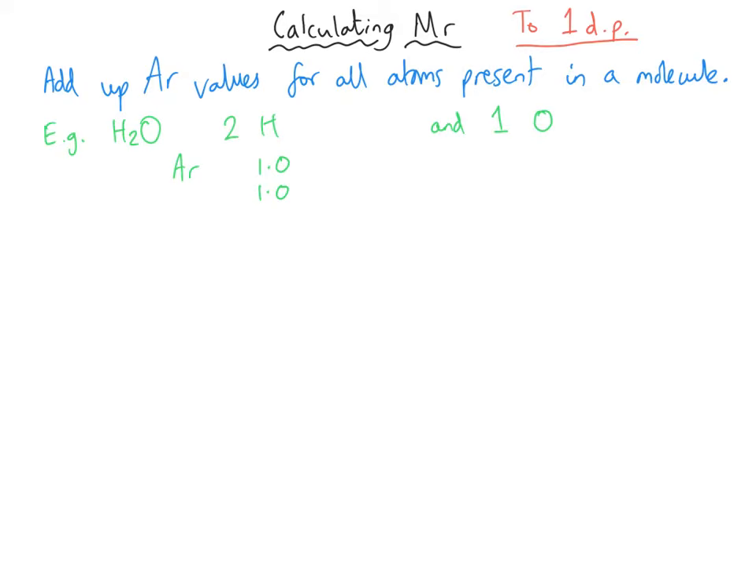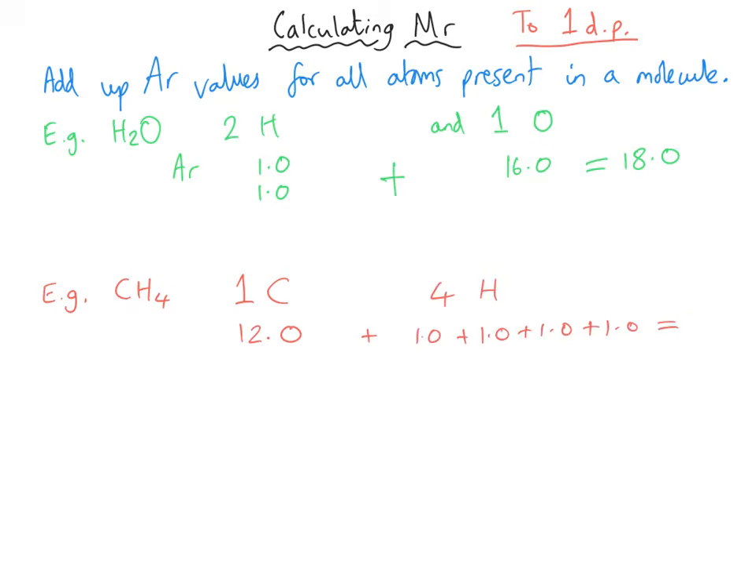And so hydrogen is 1.0, but there's 2 of them. And then oxygen is 16.0. So we add together that 1.0, 1.0 and 16.0 and get an answer of 18.0. And it's vital that you include that 0 at the end. One last example, methane, CH4, has got 1 carbon, which is 12.0, and 4 hydrogens, so that all adds up together to get 16.0. The only way that this can get complicated is if you've got a bracket.